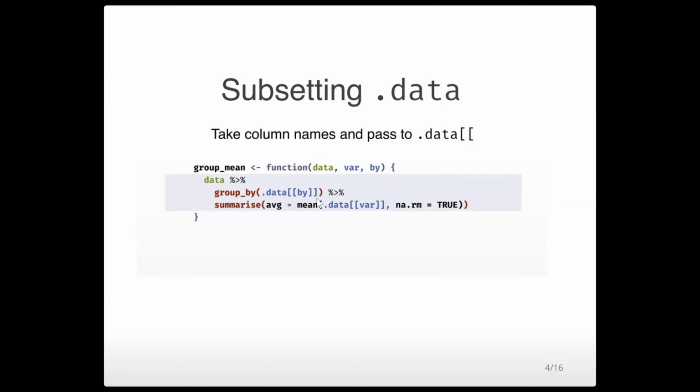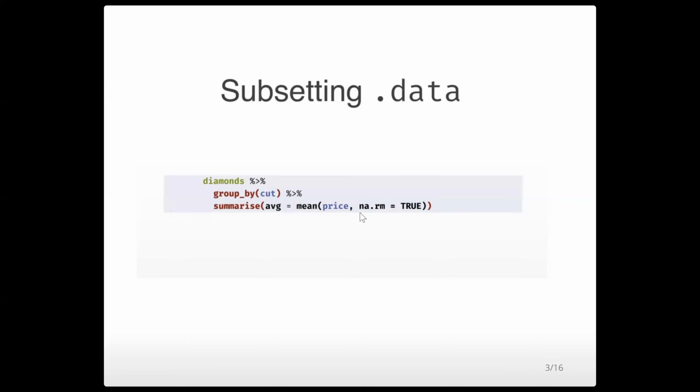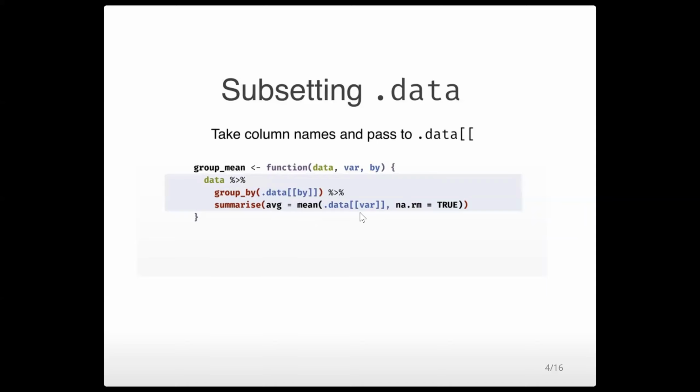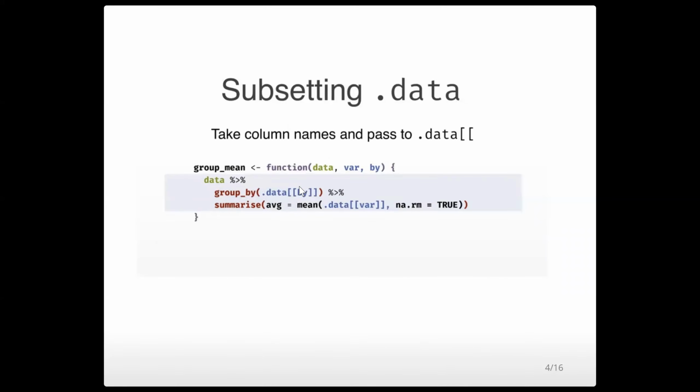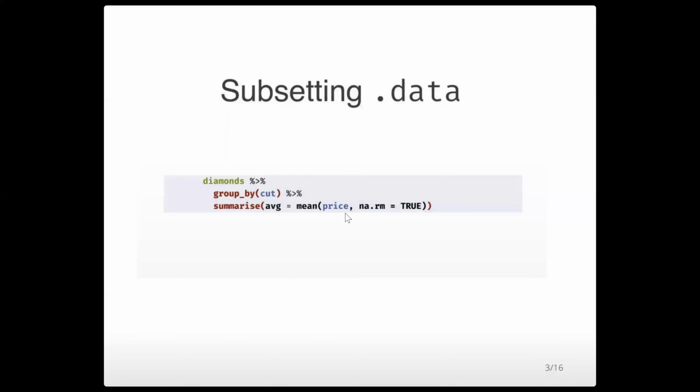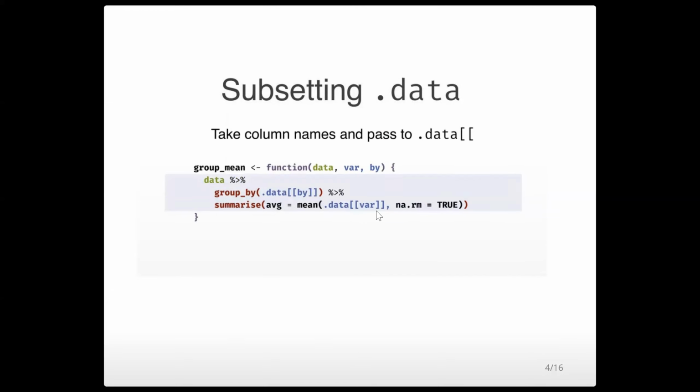So the same approach for both. It's the .data, which is a placeholder for the data, whatever that is when you call that function. And then you extract the variable with the double square brackets syntax. So before, after, okay? Where we had cat, now we have a placeholder for a variable, by, and where we had price, now we have a placeholder for the variable var. And these are all the three arguments of this function.